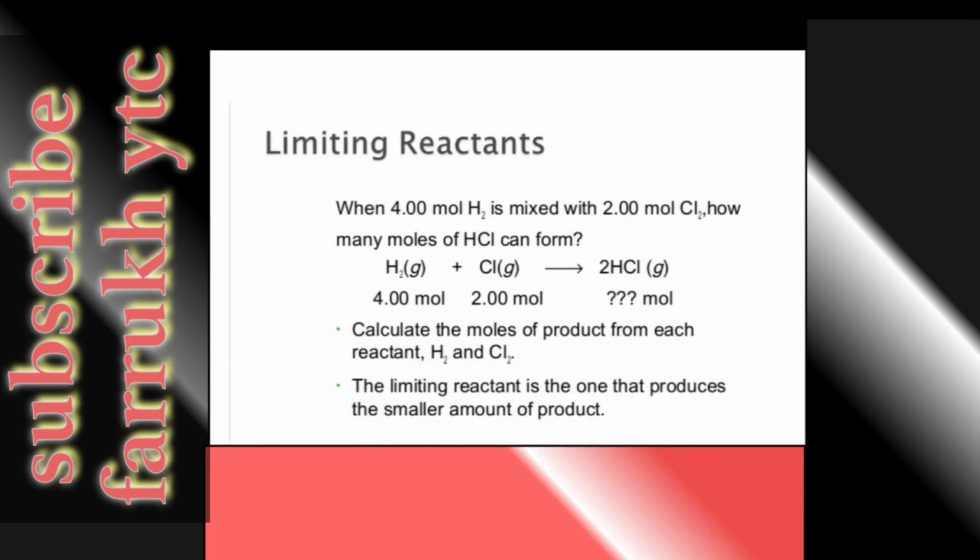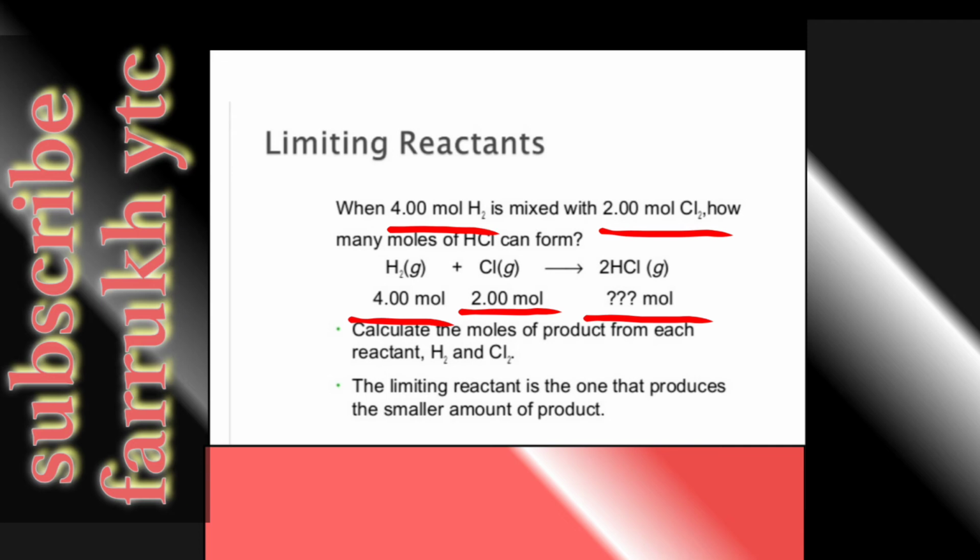Moving toward next, here is another example, which is a numerical type example. We have the data that we have 4 mole of hydrogen and 2 mole of chlorine. From this information the question is, how many moles of hydrochloric acid can form? We are going to determine the moles of hydrogen chloride, or hydrochloric acid.